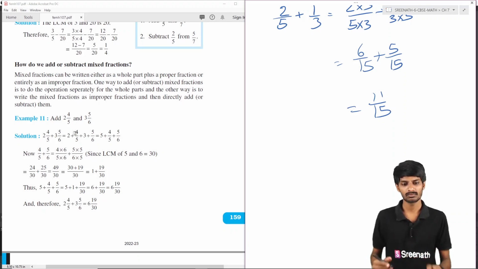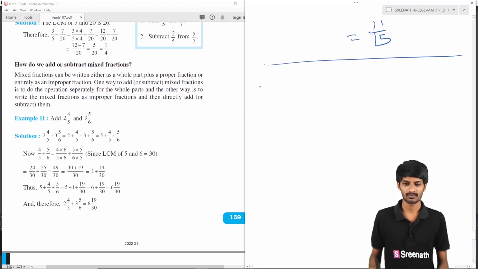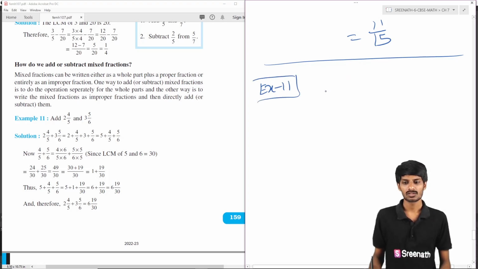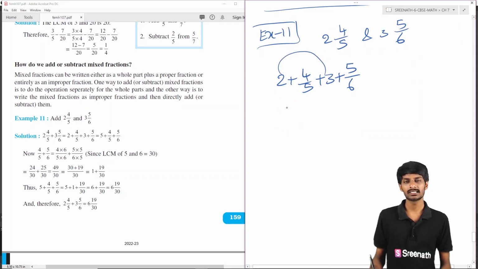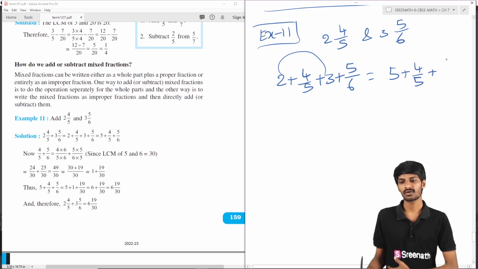So there is a problem. We are going to discuss it. Example 11. 2 4 by 5 and 3 5 by 6. First thing, 2 4 by 5 means 2 plus 4 by 5, and 3 5 by 6 is 3 plus 5 by 6. First add the integers, the whole parts. So 2 plus 3 becomes 5, plus 4 by 5 plus 5 by 6.